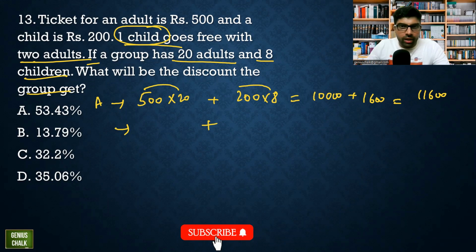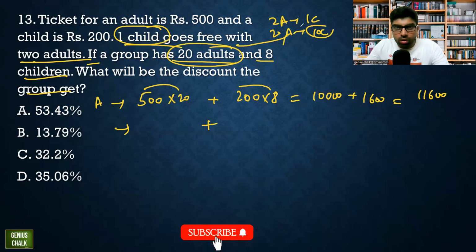2 adults. Here there are 20 adults. That means with every 2 adults, 1 child can go. For 20 adults, that means 10 children can go. So definitely 8 children will go free. So it will be 0. There will be no charge.